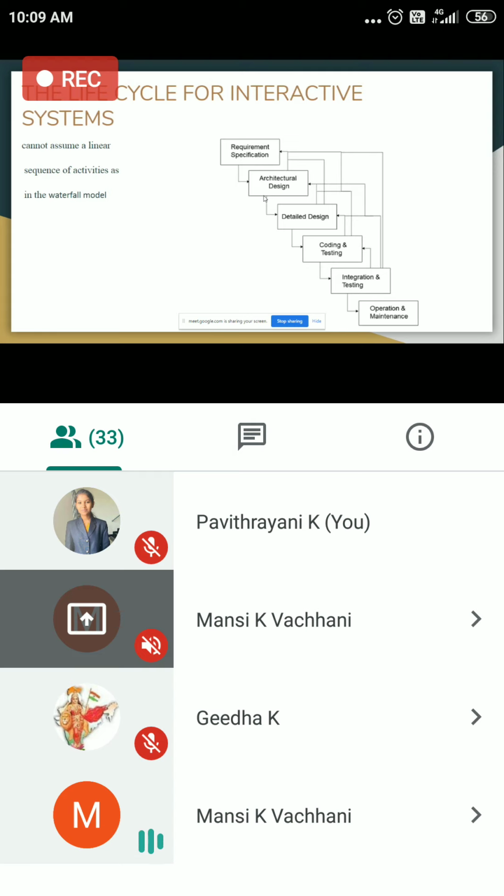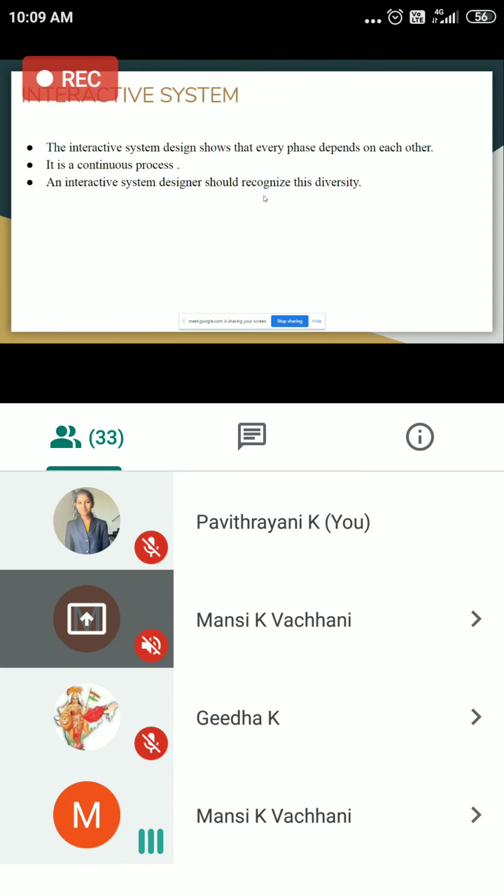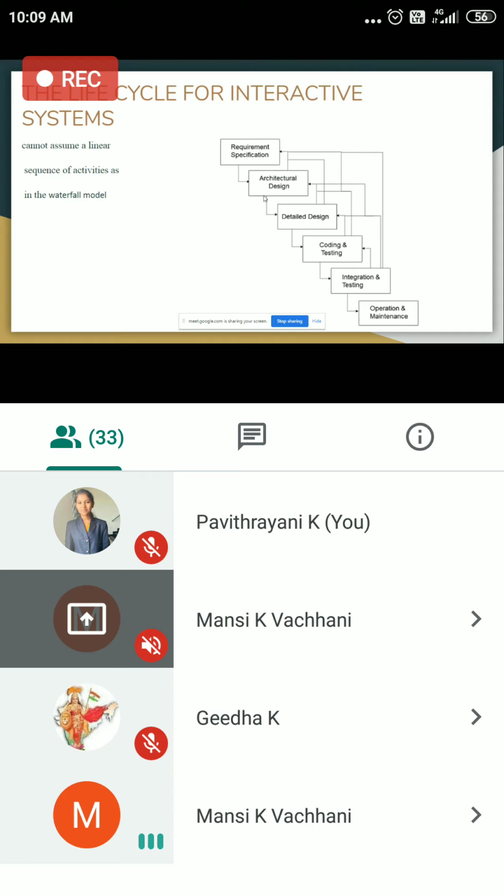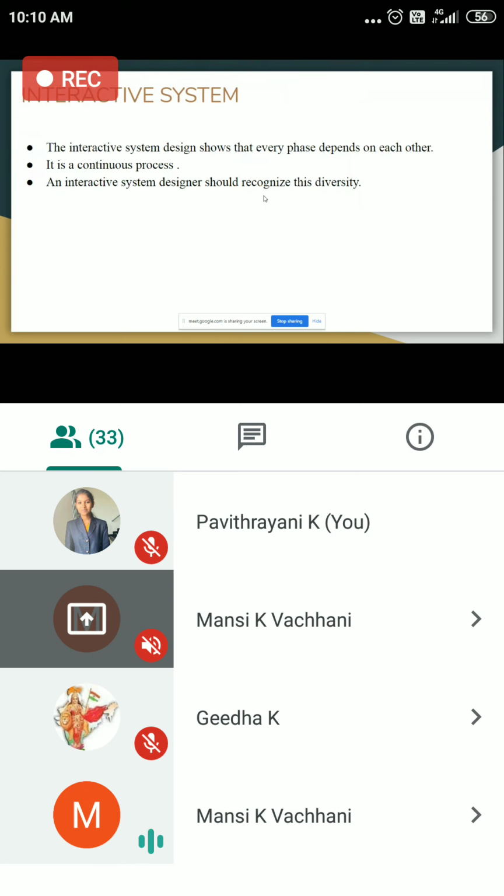Next is the life cycle for interactive systems. Interactive means it should be interactive with the other cycles and processes also. So this is a continuous process. It shows every phase depends on each other. Each phase should be dependent on each other, then only it will be interactive. If it is continuous and dependent on each other, the systems can interact with each other. The same activities will be taken, but they will be dependent on each other and interactive. This is the interactive systems.